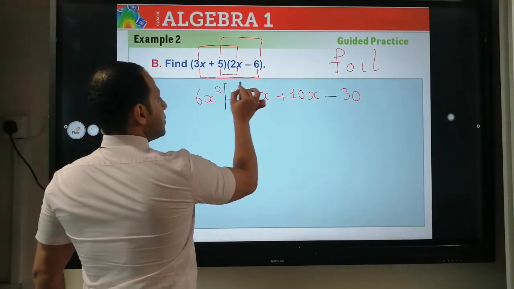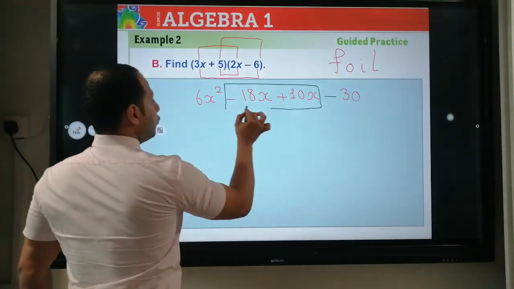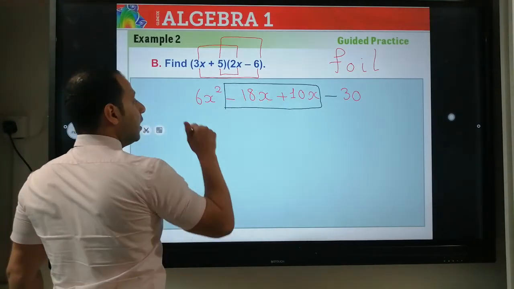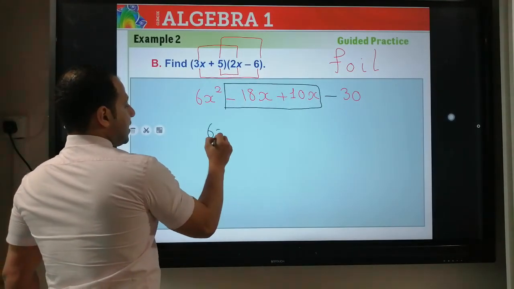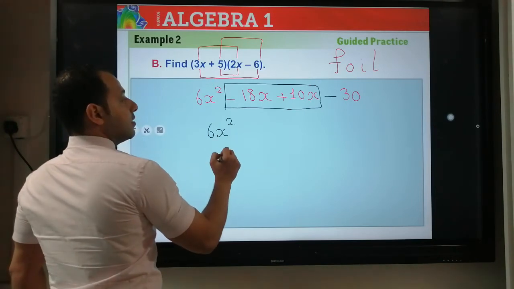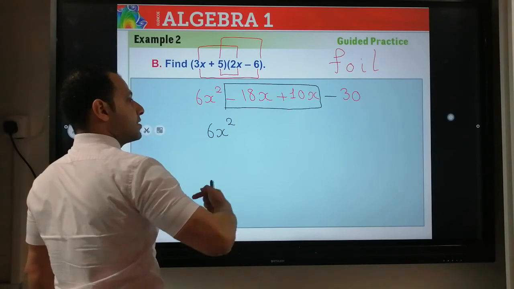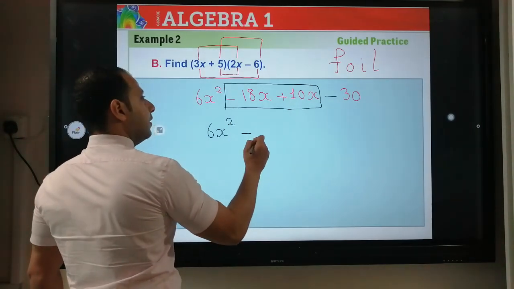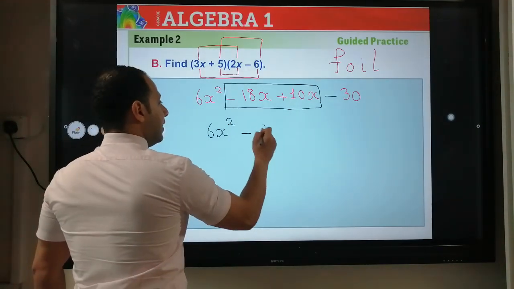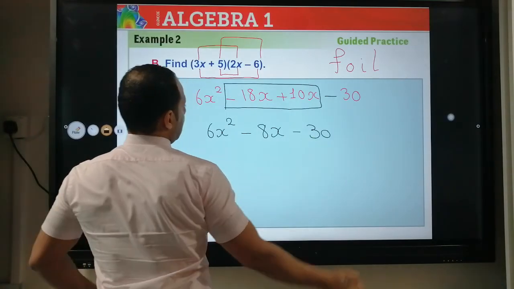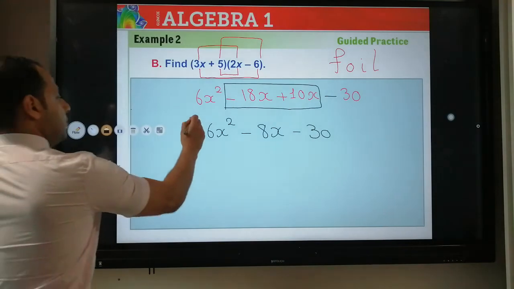After that, the like terms. As you see, I get the like terms with their signs, in order not to confuse. Write 6x squared as it is. Negative and positive, so subtract. Write the sign of the bigger number, which is negative, and then 8x minus 30. Okay, this is the simplest form.